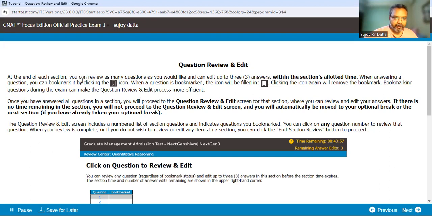So here, if you look at it, after each section, you can review all the questions, as many as you want, provided you have time, which you most likely won't in most cases. But then you can review and then make an edit of up to 3 answers. So if you have doubts in any question while solving, the good plan is to jot down those numbers or remember the numbers somewhere, and keep that in mind. So once you are done with the test, you can come back to those.